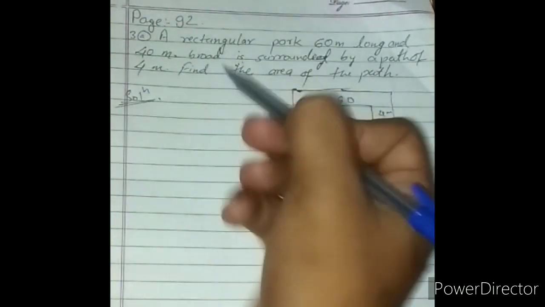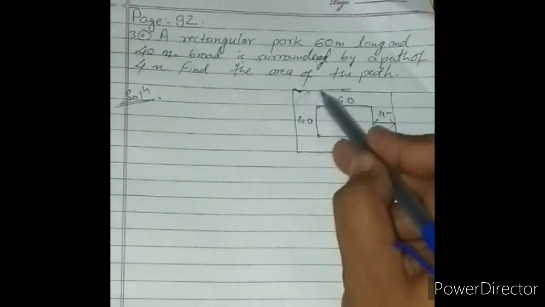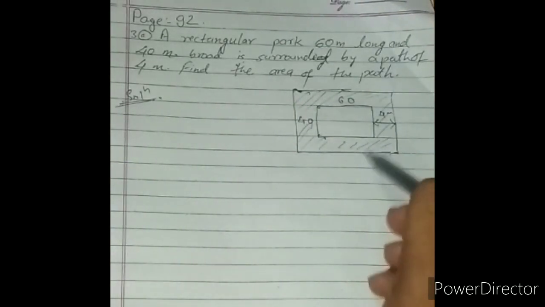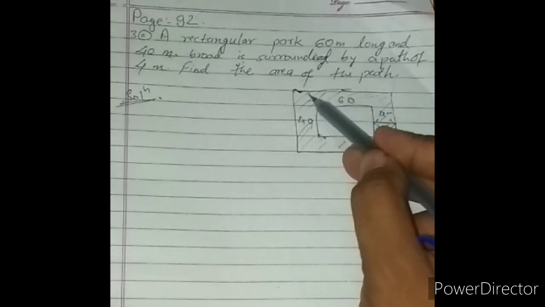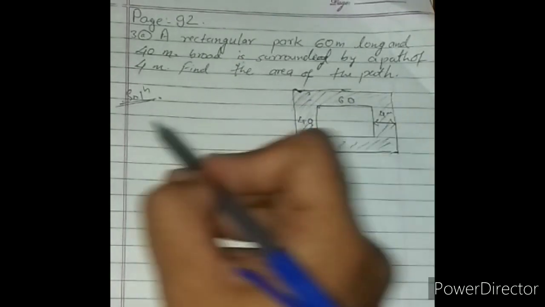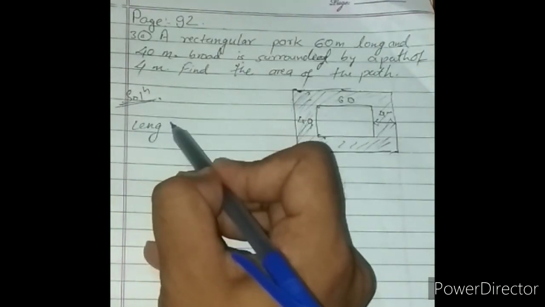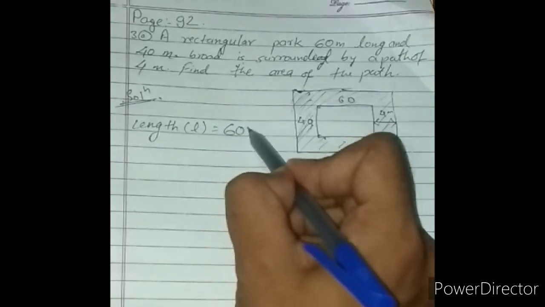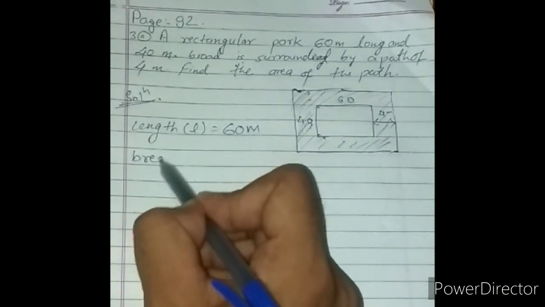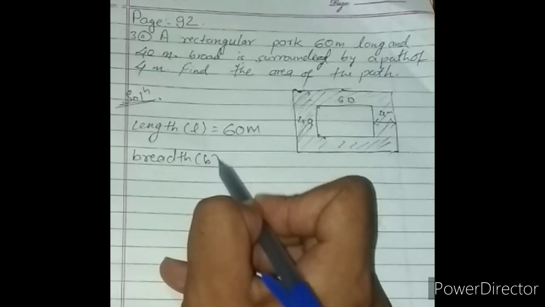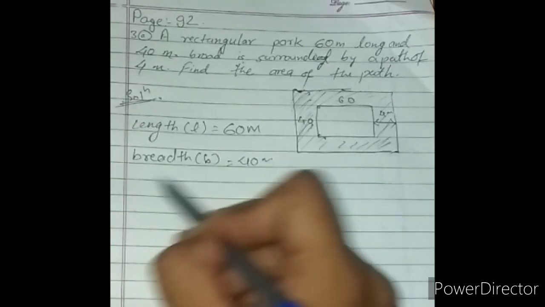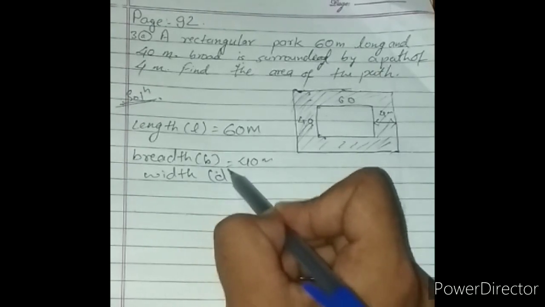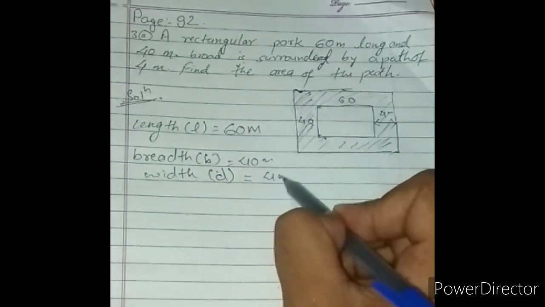Now you can see here inside's value is given. Value of inside's rectangle length and breadth are given. You have to find the area of this path outside. So we have to use area of inside of rectangle or outside. Length is given 60 meter. Breadth is given 40 meter. Width is represented by D, which is 4 meter only.